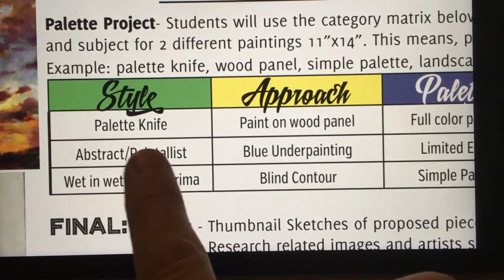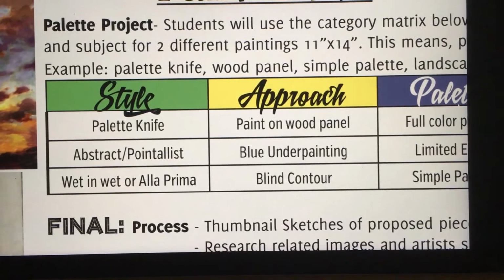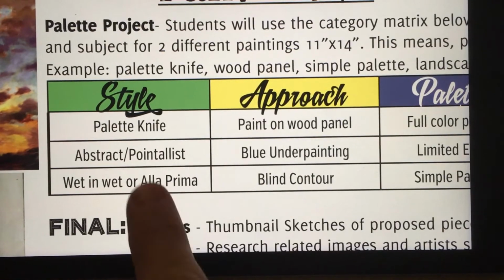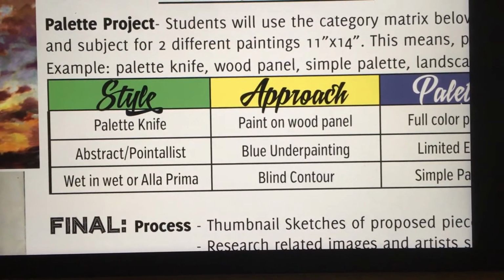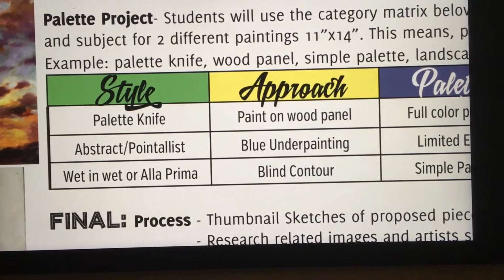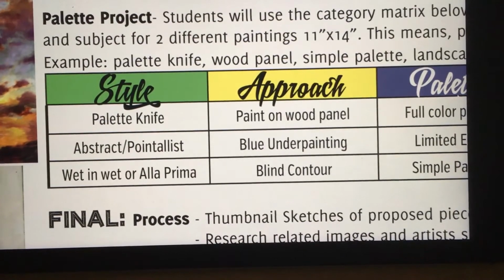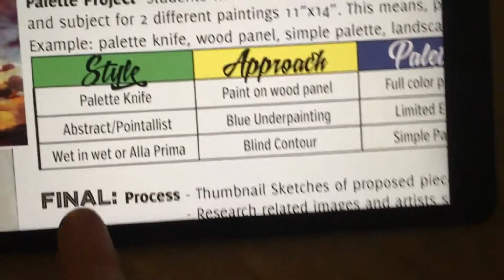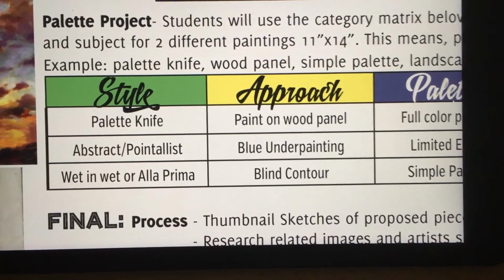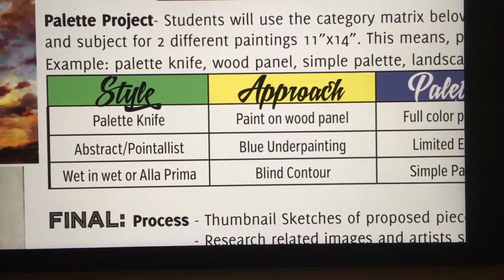So a palette knife style, you would try to paint the painting, at least at the start for sure, with mostly just a palette knife. The abstract or pointillist style, if you think about artists like Van Gogh or Seurat or different modern painters, is a very pointillist style, so kind of broken stroke. And then wet on wet or alla prima, that means just like we've been painting in class. Same kind of approach. You could draw with paint first. You could take any one of those approaches.